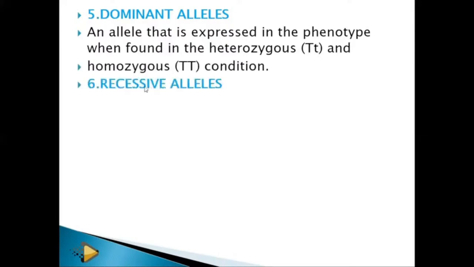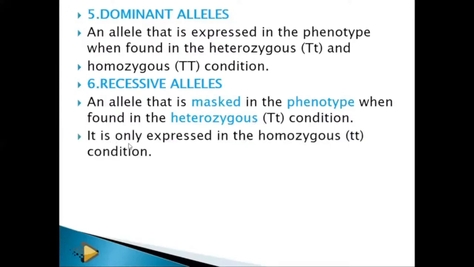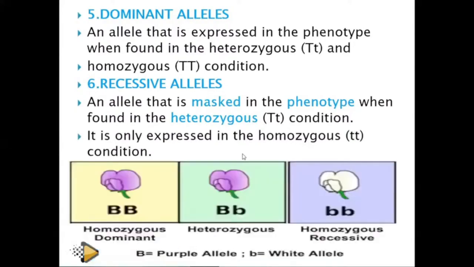Then what you call the recessive allele. This one can only express itself in the absence of a dominant allele. If the dominant one is absent, then automatically this small t will express itself. So a recessive allele is an allele that is masked in the phenotype when found in a heterozygous state. It can only show itself in a homozygous condition, or homozygous state.